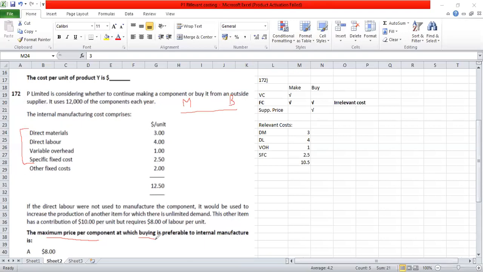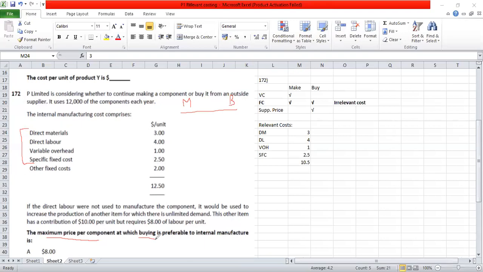So the purchase price should be less than that cost, then it is acceptable. Fine. So what is the maximum price? Or rather, at what point both of them are equal. So that is the concept there. What is the maximum price? So let's see what this adjustment is all about.